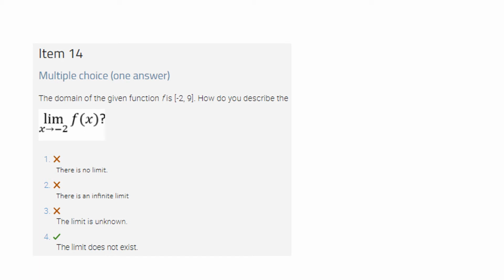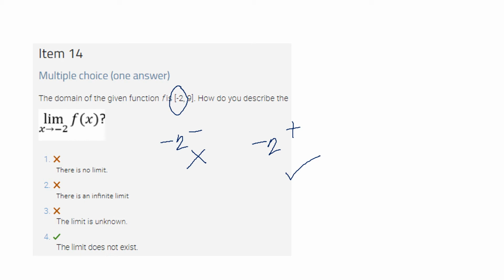The domain of the given function f is negative 2 to 9. From negative 2 to 9, how do you describe the limit of the given? The limit of f of x as x approaches negative 2. Take note that negative 2 is the cutoff. Okay? So that means there is no left. Left of negative 2 is not possible. Right of negative 2 is possible.